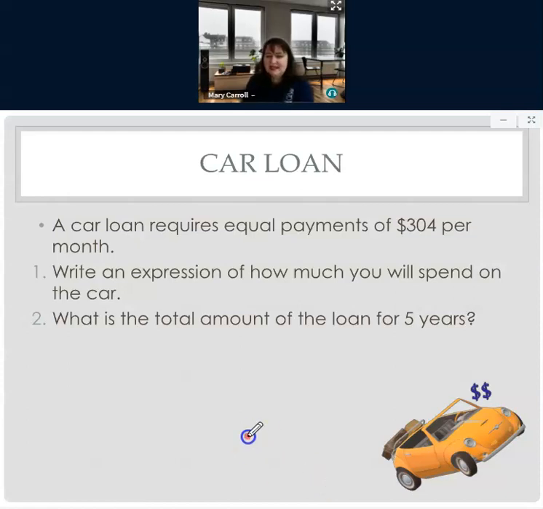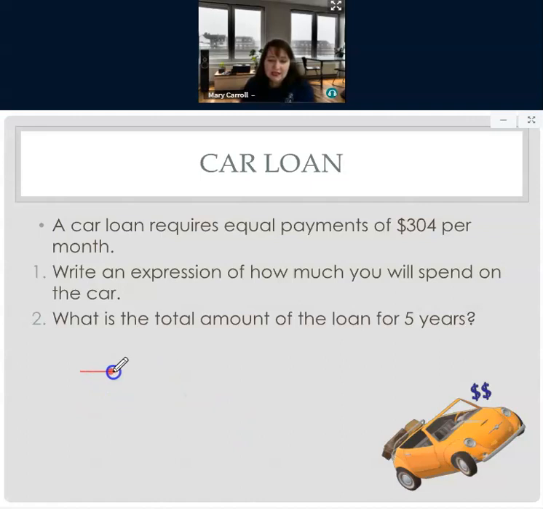Alrighty, so let's take a look at this. A car loan requires equal payments of $304 per month. Write an expression of how much you will spend on the car, okay? So this is a little tricky because now on the bottom here, I'm asking you what is the total amount of the loan for 5 years. I want you to hear it, okay? I said 304 per month. And then I said 5 years. So watch that unit change for me. Set up an equation and see how well you do. Pause the video.